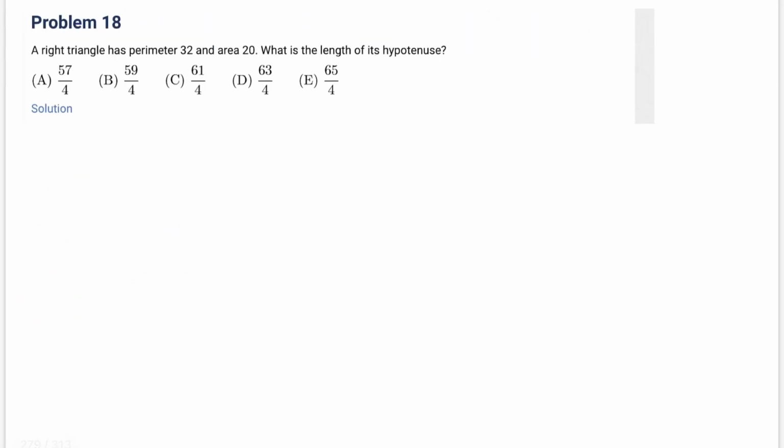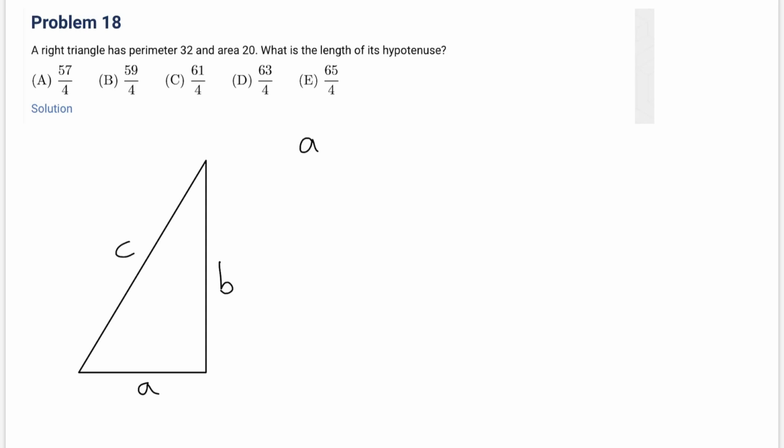Number 18, a right triangle has perimeter 32 and area 20. What is the length of its hypotenuse? Okay, so let's just draw a right triangle with legs A and B and hypotenuse C. Obviously a squared plus b squared equals c squared, and c equals 32 minus a minus b. Area is 20, so ab equals 40, right? And what we're trying to get is the hypotenuse.